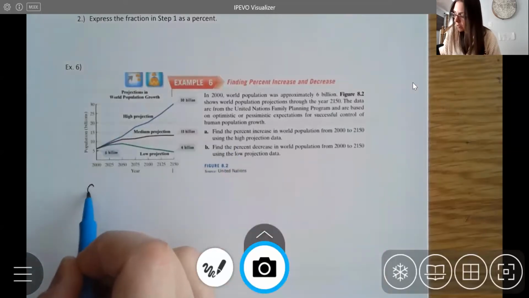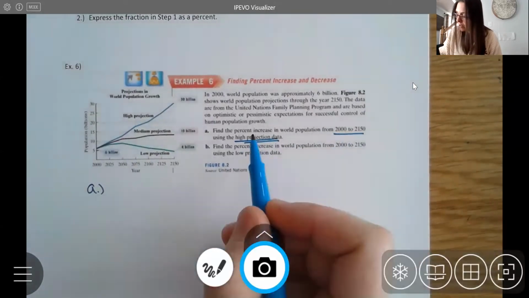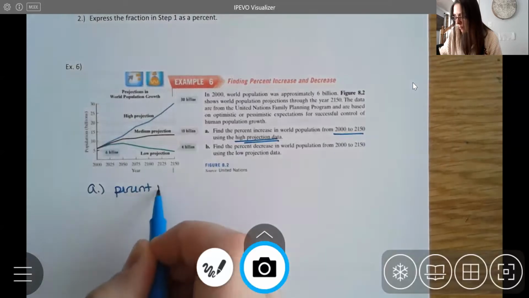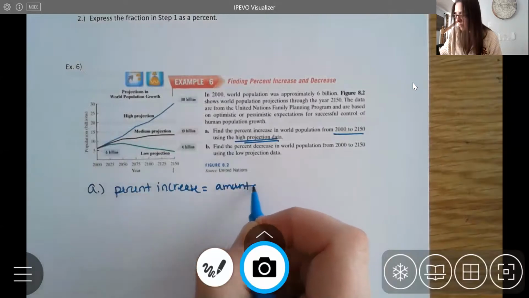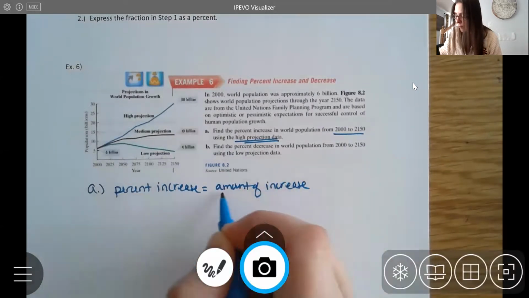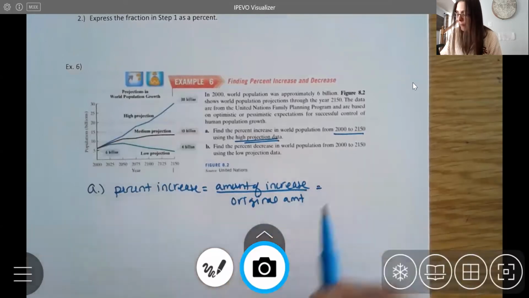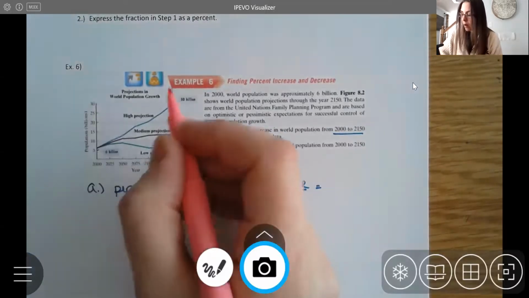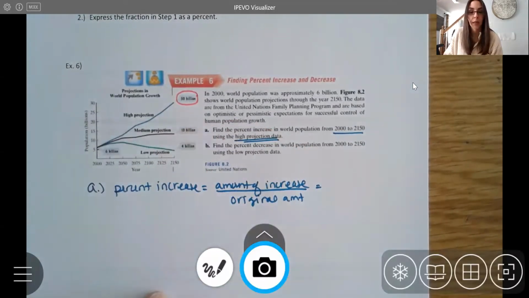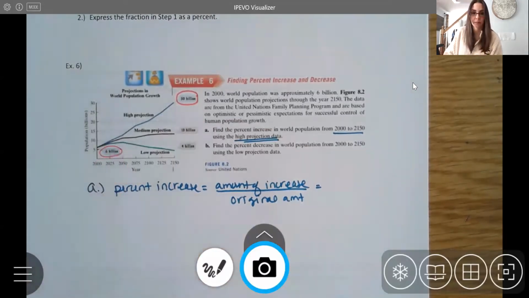We want to find the percent increase in world population from 2000 to 2050 using the high projection data. So I'm looking for percent increase. So using that formula, I have the amount of increase. I'm going to divide that by the original amount. Now here we're focusing on the high projection. So in 2050, our total population they're expecting to be 30 billion. And then right now, starting in 2000, we are at 6 billion.